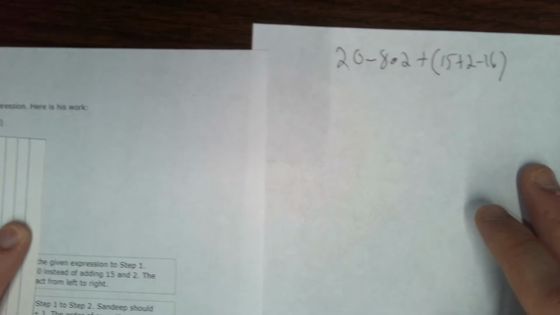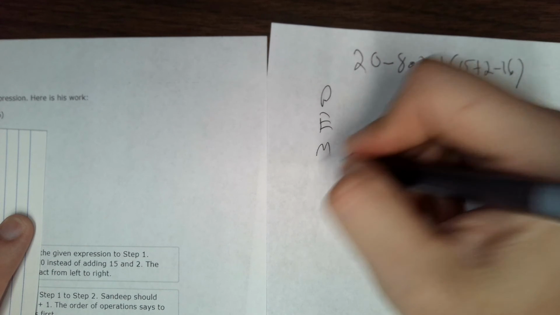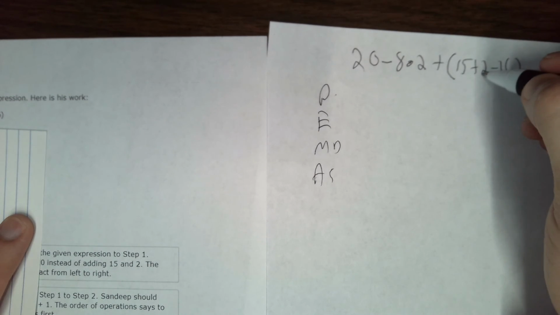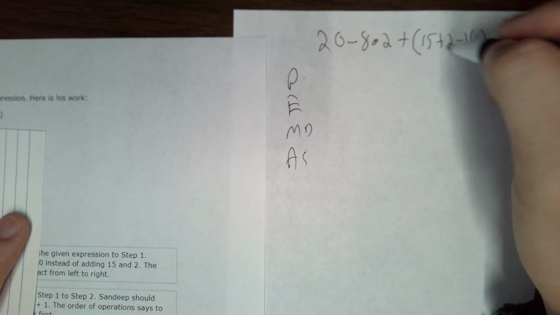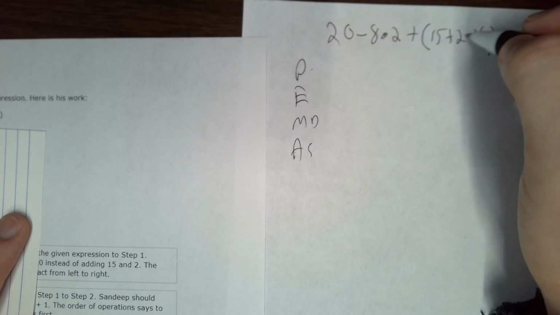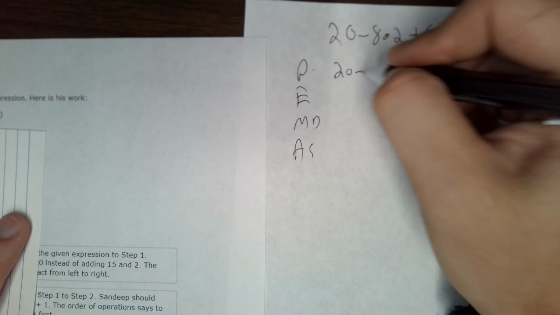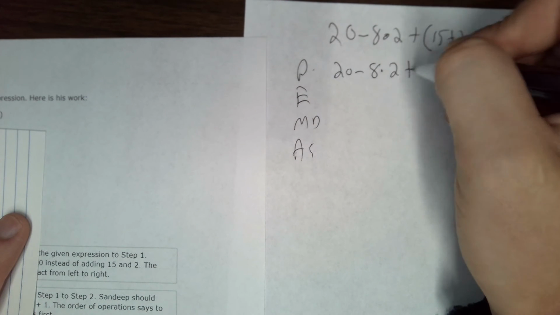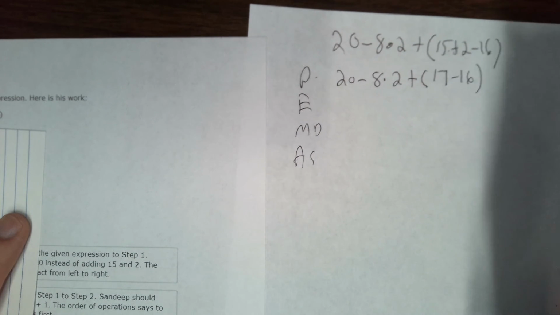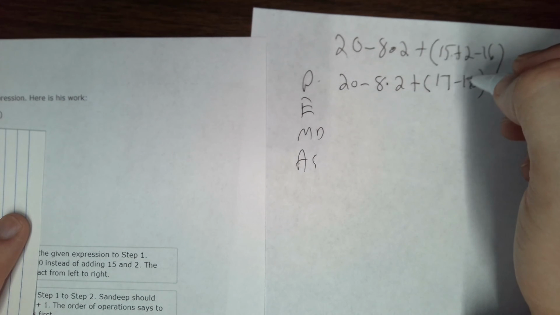Okay. So now I'm going to use PEMDAS. I do have a set of parentheses, right here. And inside parentheses, you also want to follow order of operations. So here I have add or subtract. So adding comes first, so I'm going to do that first. So we have 20 minus 8 times 2 plus, in parentheses, 17 minus 16. I have to keep the parentheses because I have more than one number inside them.